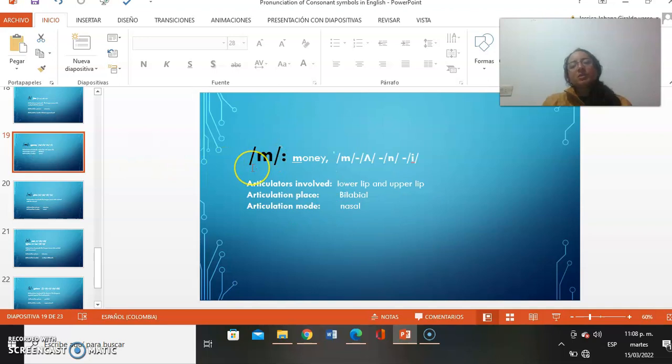Continue with this letter. The sound of this is m. For example, money. The articulators involve lower lip and upper lip. Is bilabial and nasal.